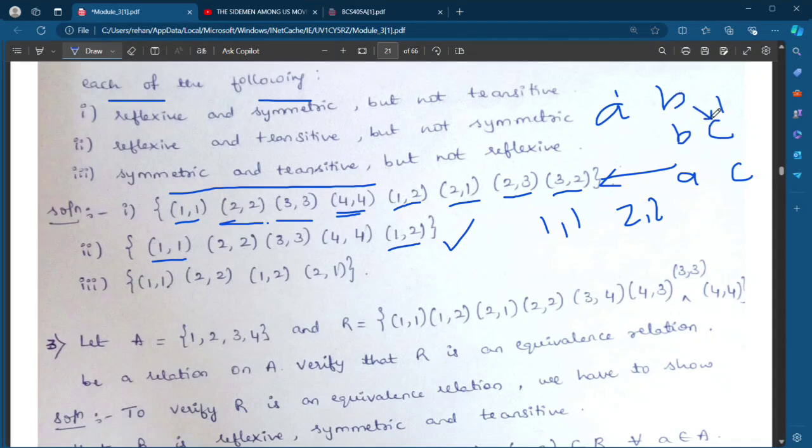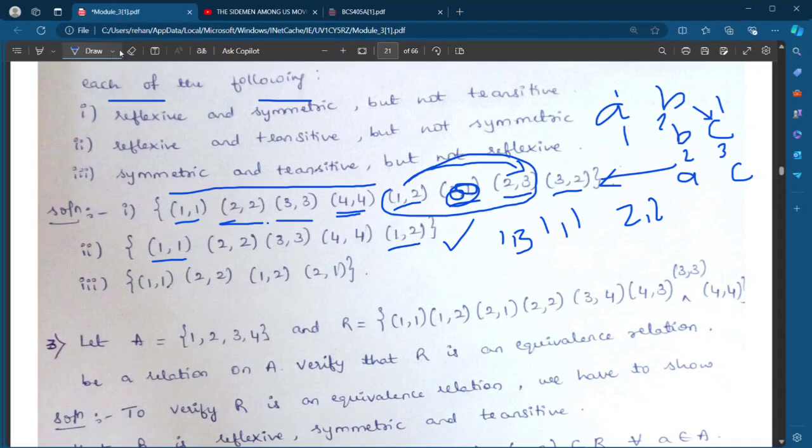We have to write it in such a way that A comma B is there and B comma C is there, where C is not equal to B. So if I take 1 comma 2, I have to take 2 comma 3, such that 1 comma 3 is not there. Oh, I can take that, right? I have 1 comma 2 here and 2 comma 3 here. Do I have 1 comma 3? No. Because of these two, I can say that it is not transitive. Yeah, it's nice. It's correct.